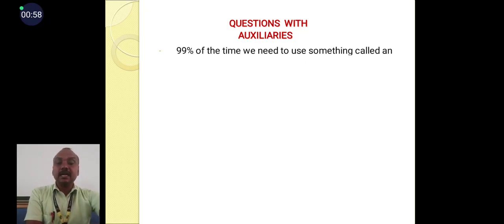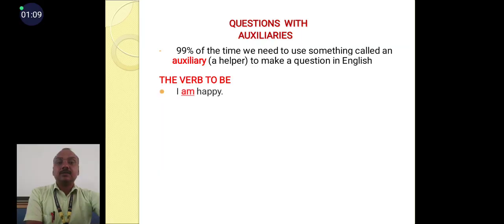So 99% of the time we need to use something called an auxiliary verb, that is a helping verb, to make a question in English. Right? I am happy. To frame this as a question, just bring the auxiliary verb am in front of the subject I. So the question is, am I happy?